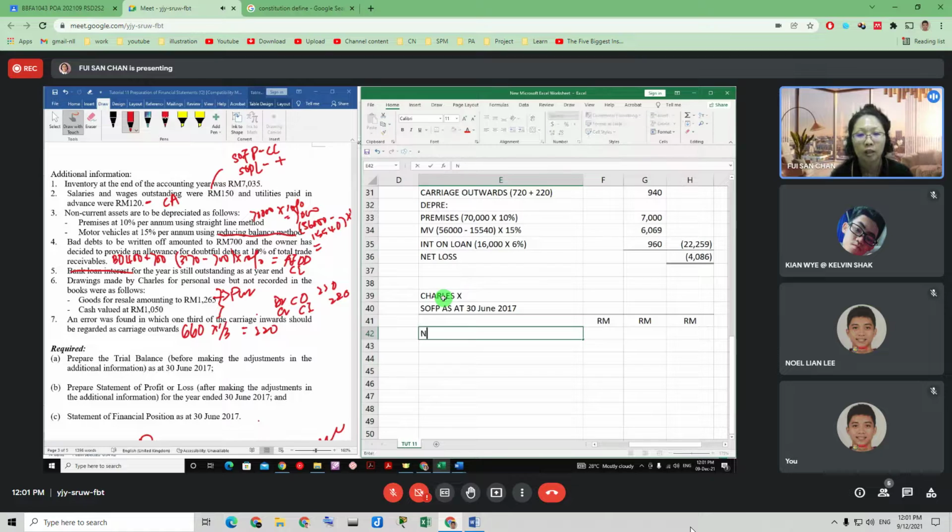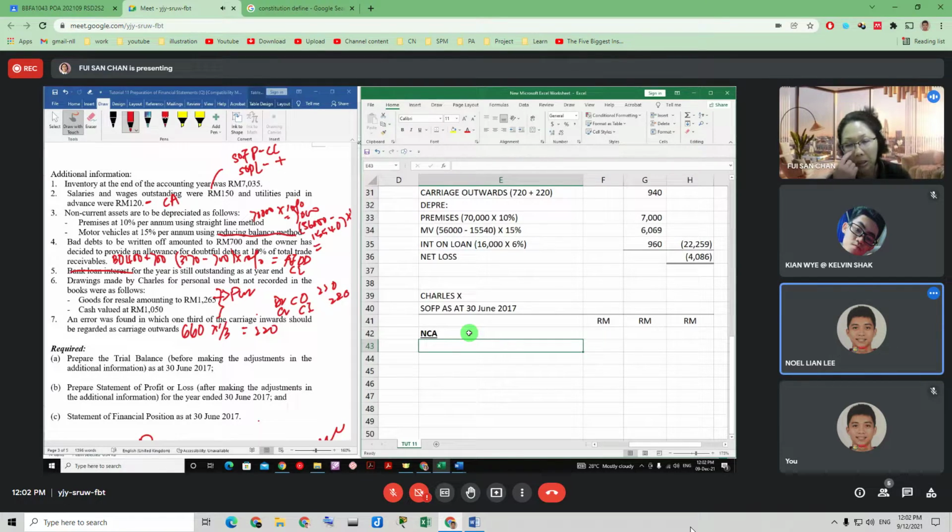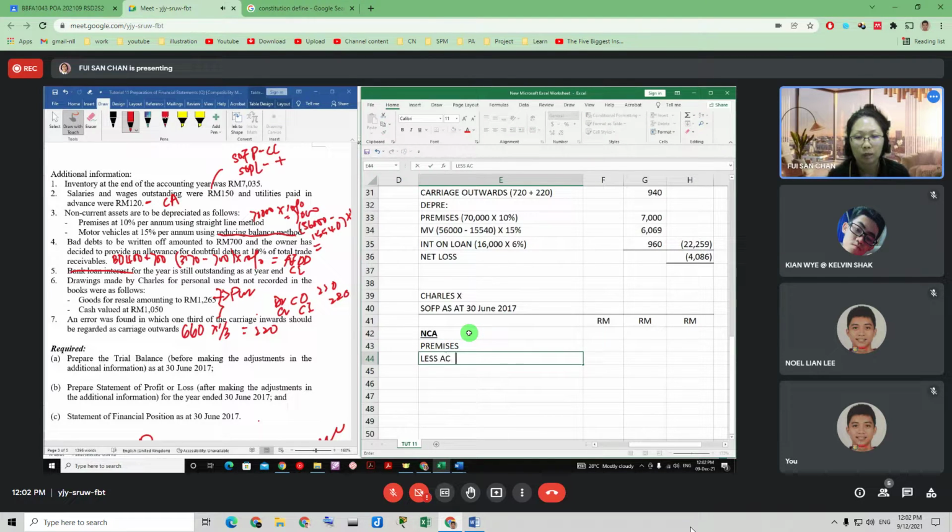Okay, non-current asset. What do you have? How many items do we have? 4. How many non-current assets? 2 assets, 2 depreciation. For this one, you can do it like this. Let's say I put premises, less accumulated depreciation. Okay, so my premises is 7, right?